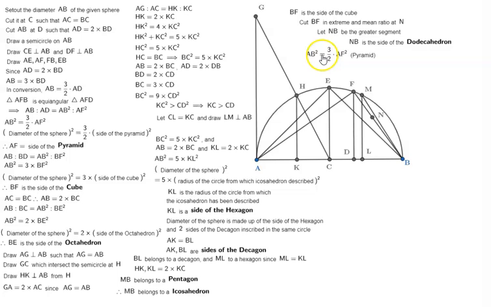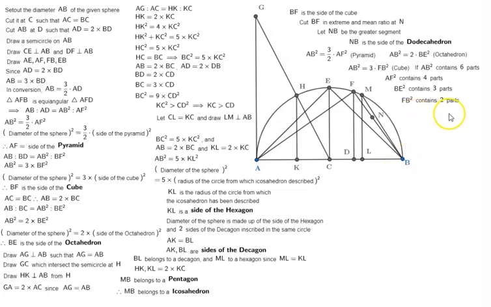Now AB square is equal to 1.5 times the AF square. AB square is equal to 2 times BE square. AB square is equal to 3 times FB square. So if AB square contains 6 parts, AF square contains 4 parts, BE square contains 3 parts, FB square contains 2 parts.